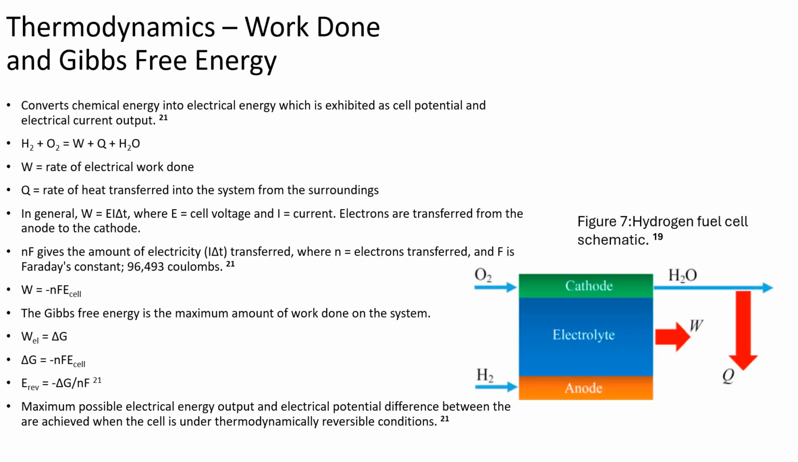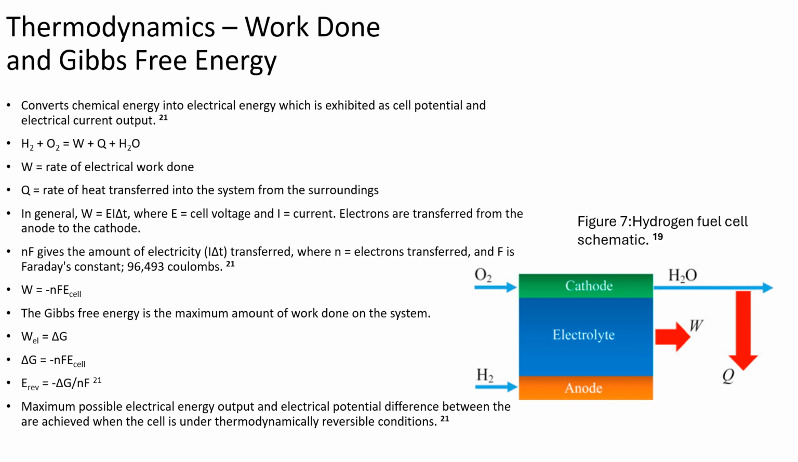In a fuel cell, electrons flow from the anode to the cathode, generating a current. As such, the electrical work here can be calculated as work done equals negative N times Faraday's constant times the cell voltage, where N denotes the number of electrons transferred, and the Faraday's constant in this case is 96,493 coulombs. With this, we can start to work out the Gibbs free energy.